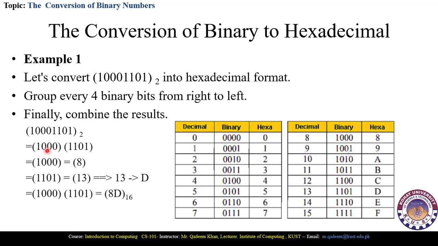Now we will write the corresponding hexadecimal digit for each group. These were two different groups, 1000 and 1101. So here we will write 8 and this will be D. So 8D to the base 16 is the required hexadecimal number. Here we have converted this binary number to the equivalent hexadecimal number with the help of grouping.